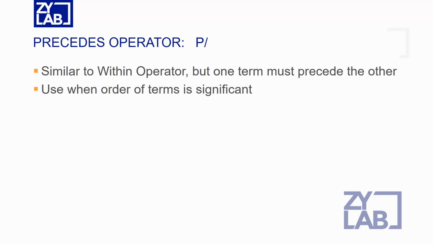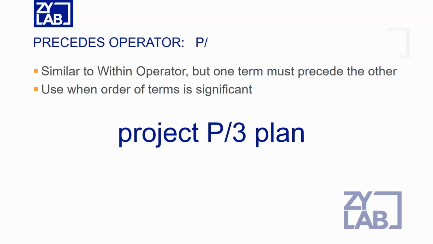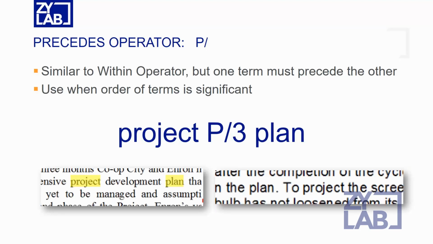The precede operator allows you to find files in which the first search term precedes the second search term by not more than the defined number of terms. Use this operator when the order in which terms appear is important. For example, the query project precedes plan by 3 would return the document on the left because the word project comes before the word plan. The document on the right would not be returned even though the 2 words were within 3 terms of each other because the order does not match.